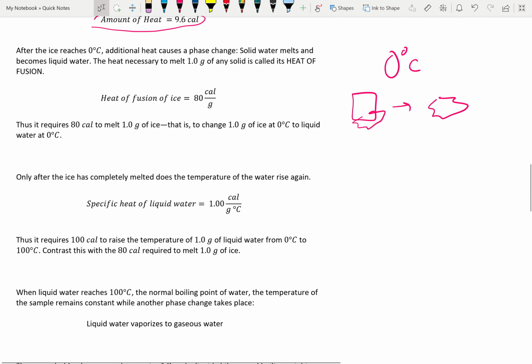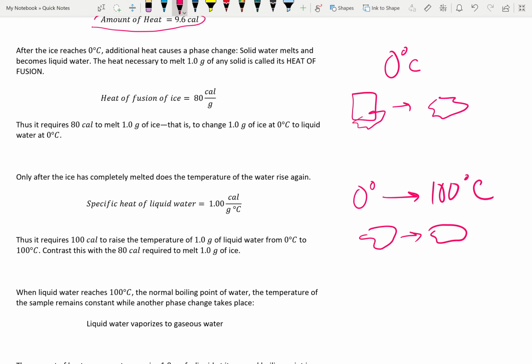So it requires us to have 100 calories to raise the temperature of 1 gram of the liquid from 0 to 100 degrees Celsius. So now we're warming up our water from 0 degrees to 100 degrees Celsius. So our water is just getting hotter and hotter and hotter until it reaches the boiling point.